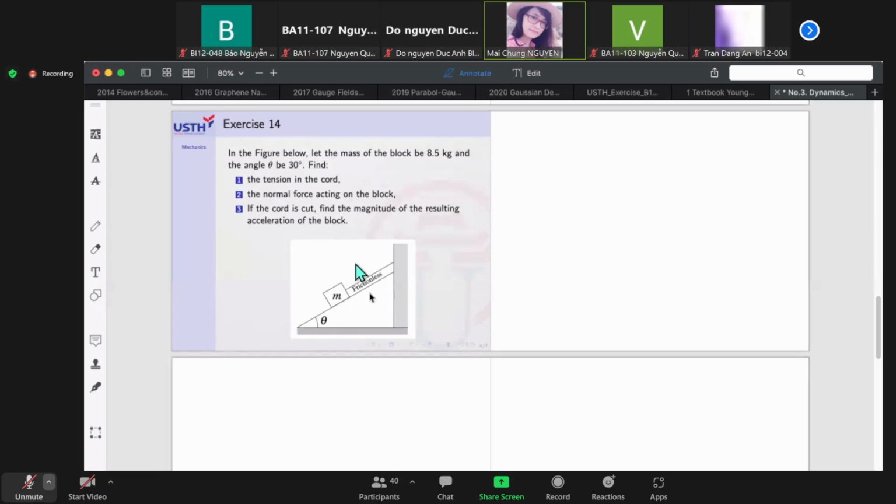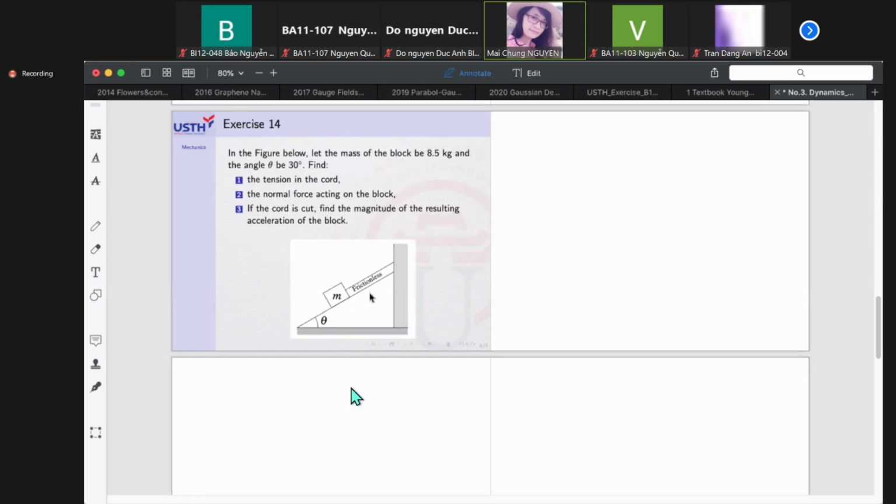The first question requires us to find the tension of the cord. And in the second question, we need to find the normal force on the block. And the last question, number 3, asks for the magnitude of the acceleration when the blocks move, if the cord is cut, right? Is that all for exercise 14?